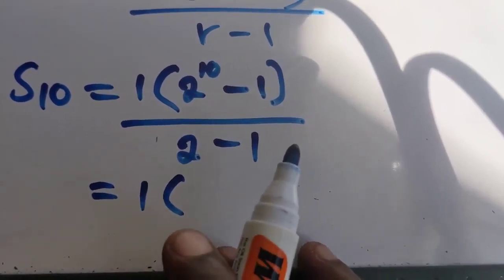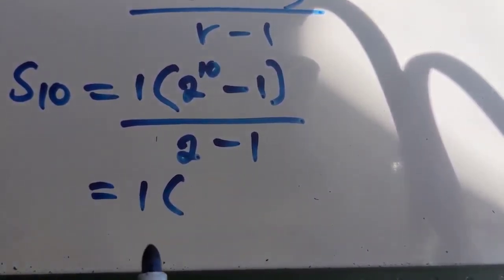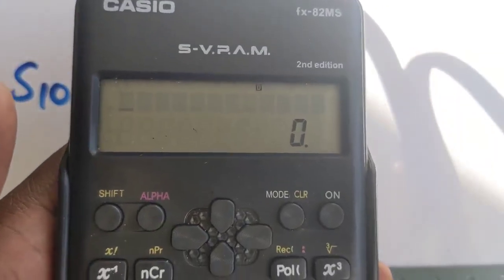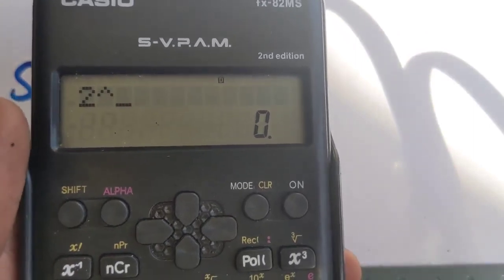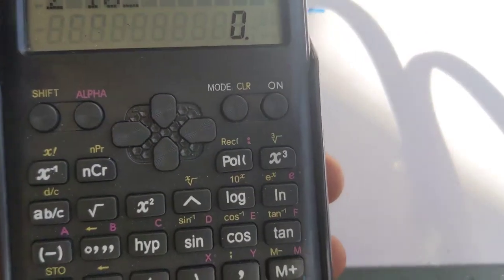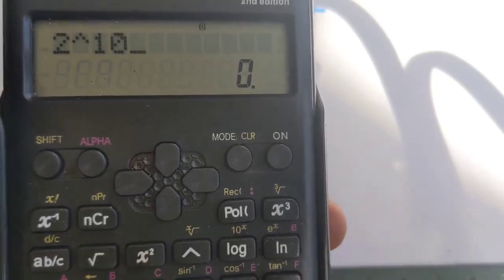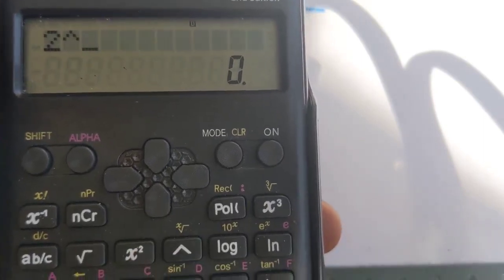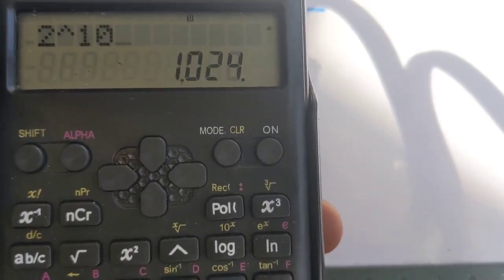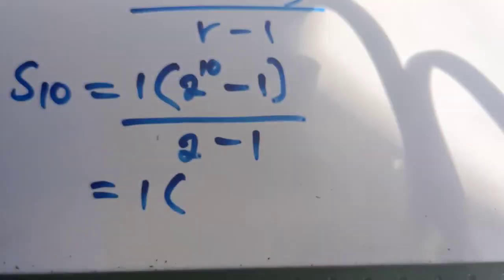This one, I said it comes in paper 2, and in paper 2 you'll be using a calculator, so you don't need to worry. So this is a calculator right there. You say 2 to the power 10. The power is actually here. So it is 1024.